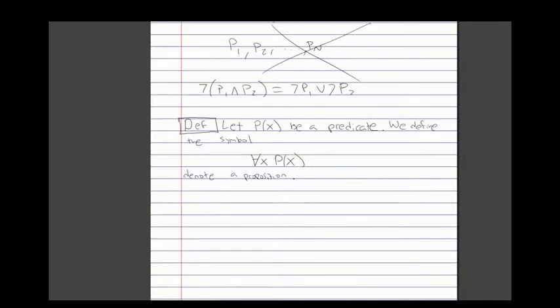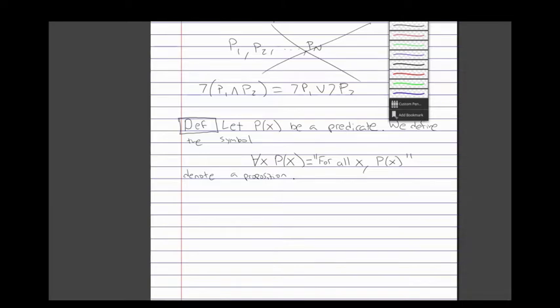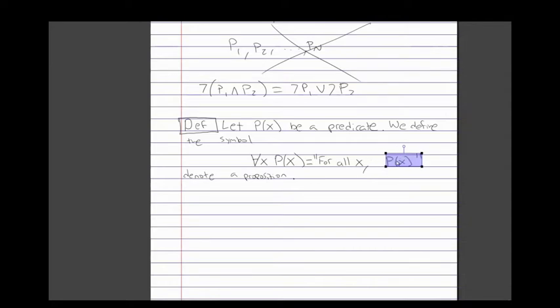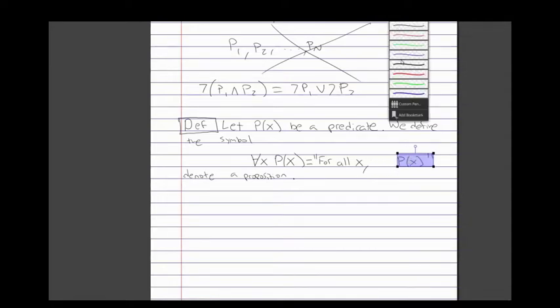Specifically, this proposition is going to be the following statement. The symbol with an upside down A, for all x, p of x. This always stands for the statement for all x, p of x. Or if you want to be a little bit more specific, you can say for all x, statement p of x, because we know that p of x itself is a proposition.